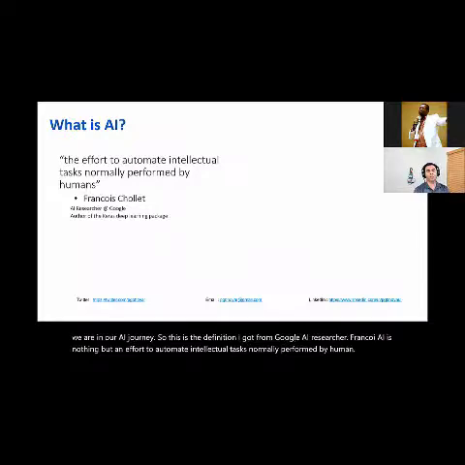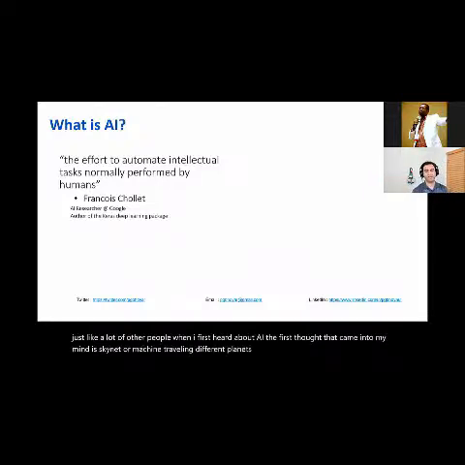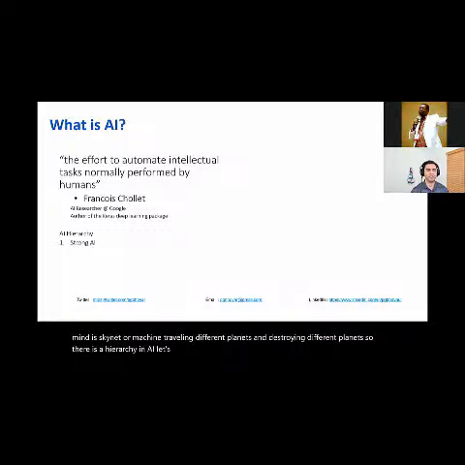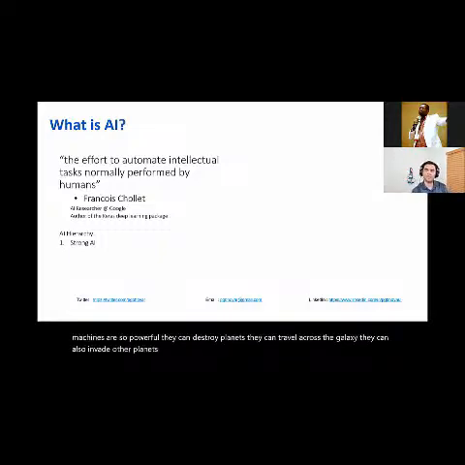Just like a lot of other people, when I first heard about AI, the first thought that came into my mind was Skynet, or machines traveling to different planets and destroying them. So there is a hierarchy in AI. The first is strong AI, where machines are so powerful they can destroy planets, travel across the galaxy, and invade other planets. Strong AI right now exists only in science fiction movies and novels.